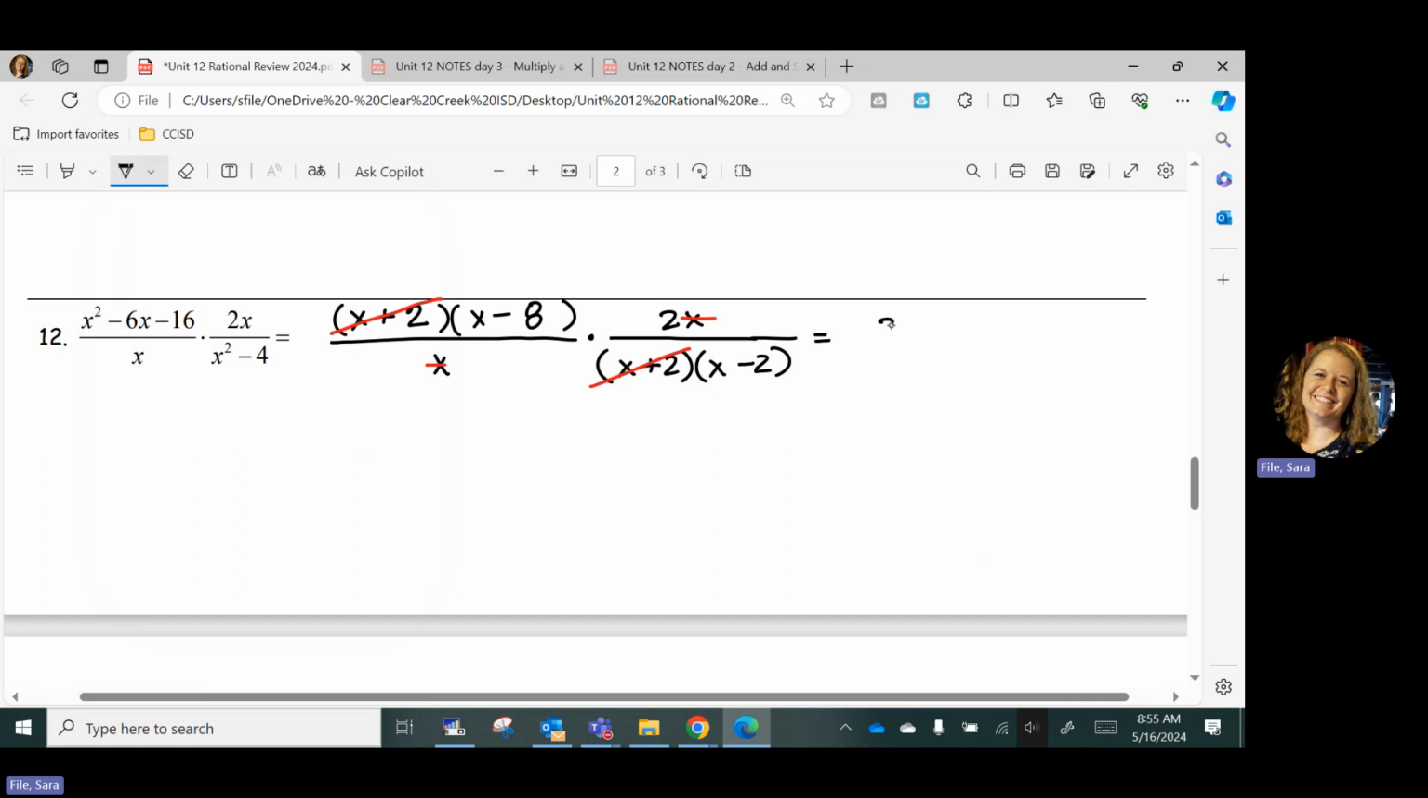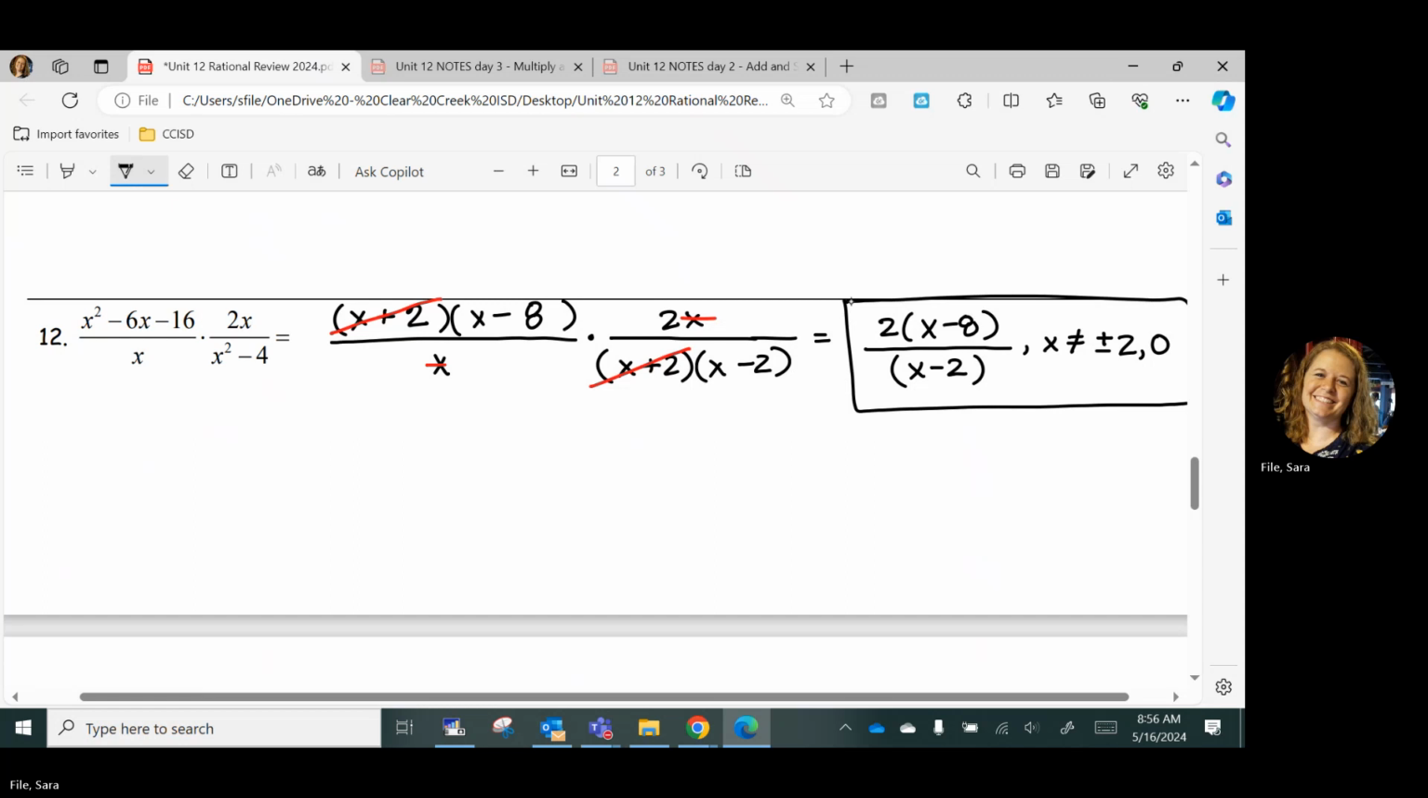So in my numerator, I'm going to have 2 times x minus 8, and I'm just going to have x minus 2 in my denominator. My excluded values: from what's left, it definitely cannot be a 2. And from what I eliminated, it couldn't be a -2 either, and it couldn't be a 0. So instead of writing 2 and -2, I'm just going to put plus or minus 2 and 0. Now feeling okay about multiplying, dividing, adding, subtracting?